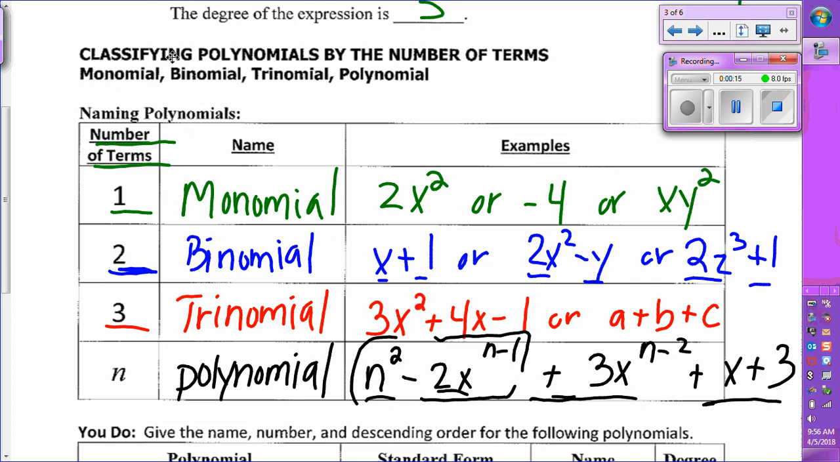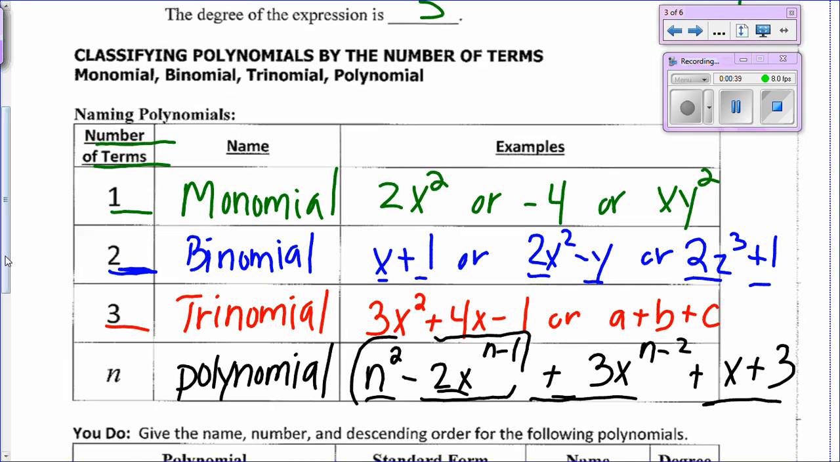Right here, we were classifying polynomials by the number of terms. As we can see, one term is a monomial, two terms is a binomial, three terms is a trinomial, and n terms is a polynomial. Examples were given down here. You should have this in your notes. If not, take a minute to pause the video and copy that down.